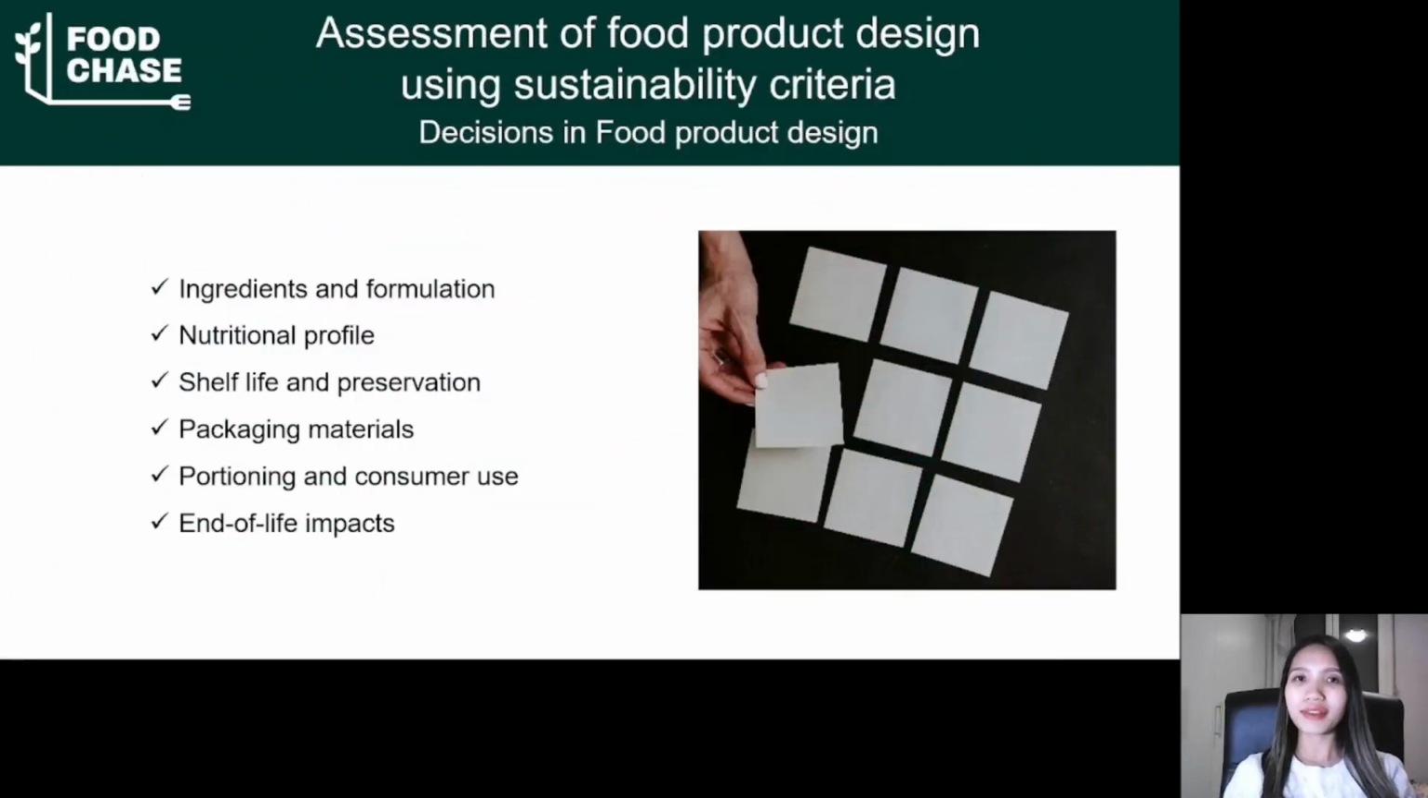Firstly, we are going to see the assessment of food product design using sustainability criteria. During the design of food product, we have to make several decisions about ingredient and formulation, nutritional profile, shelf life and preservation, packaging material, portioning and consumer use, and finally end of life impact of the product.